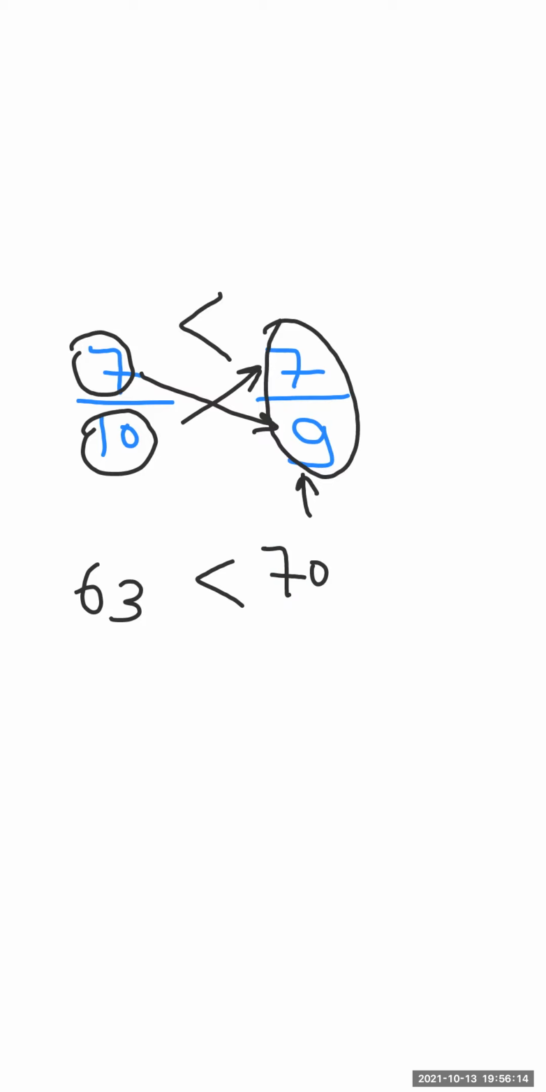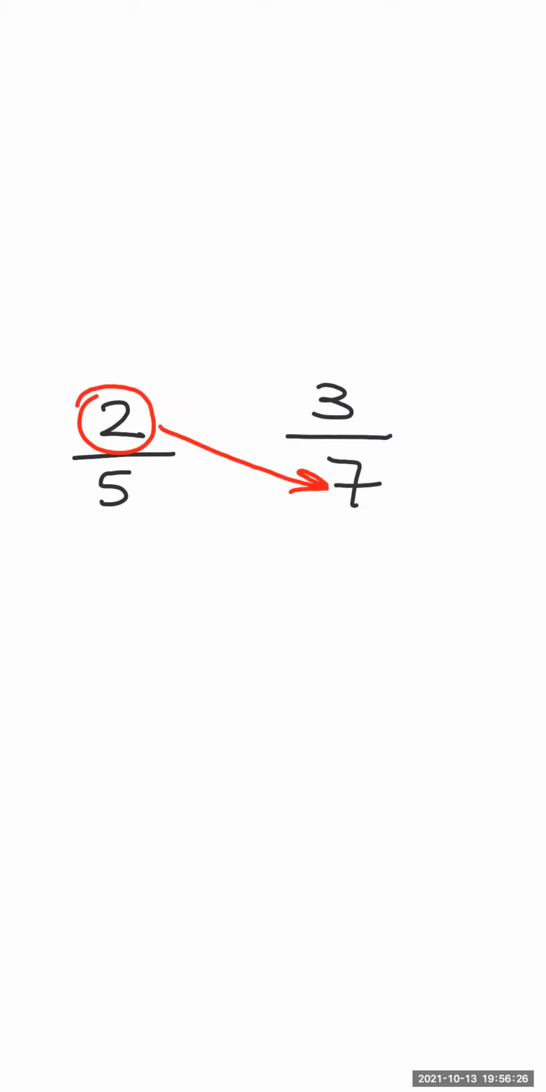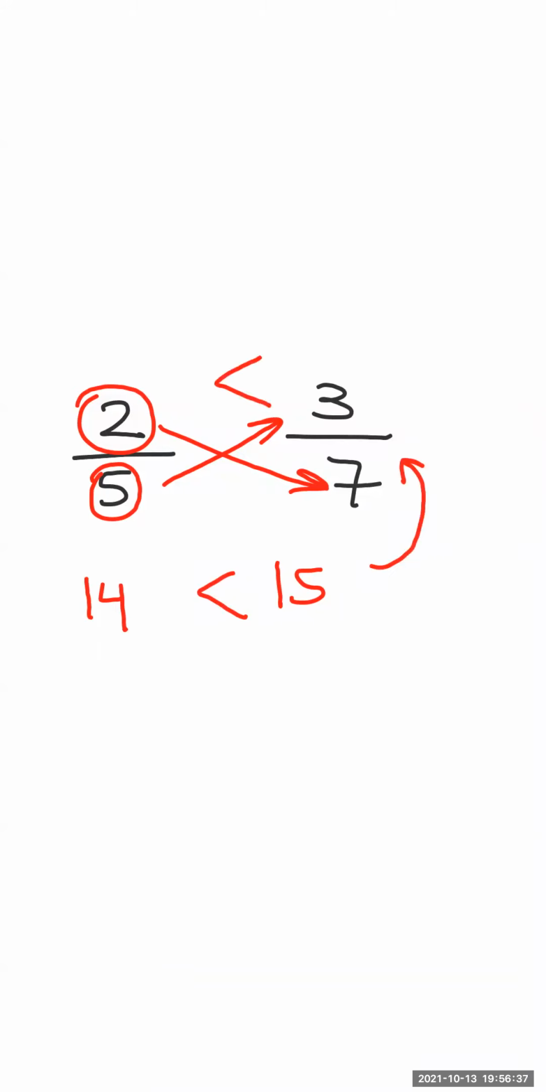Again, two numbers, 2 over 5 and 3 over 7. 2 times 7, 14. 5 times 3, 15. Which one is greater? 15. So this means 3 over 7 is greater than 2 over 5.